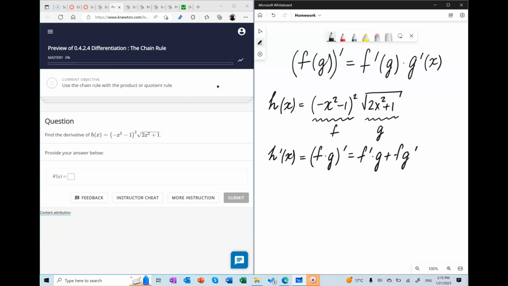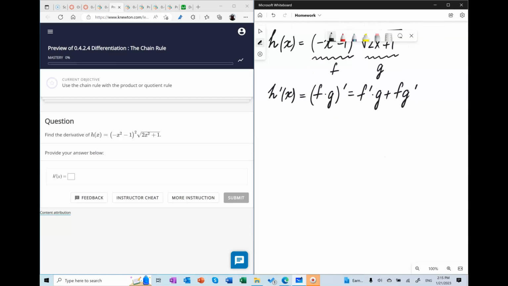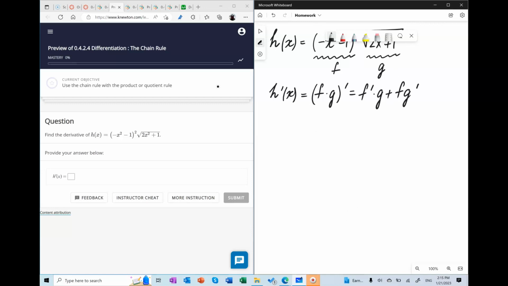But, well, no buts, but we don't necessarily know right away what the derivative of f and g is, right? So here we have f as negative x squared minus 1 squared. And here we're going to do the g function. G is equal to the square root of 2x squared plus 1. And the question is, we need to find the derivative, right? So here we need to find f prime, and here we need to find g prime.